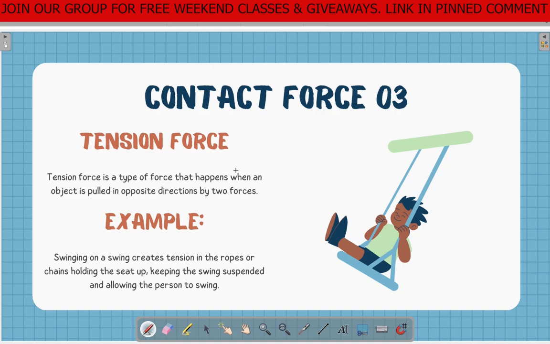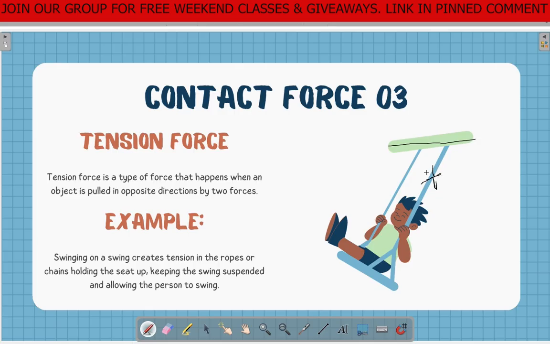And then you have tension force. So tension force is nothing but, say, if you have tied something to a string, right? It is a type of force that comes into picture wherein two forces act in opposite directions. So for example, this person is swinging, right? The weight of the person is trying to pull this rope in the downward direction, whereas this hanger is trying to hold this, so it is applying a force in the upward direction on the string.